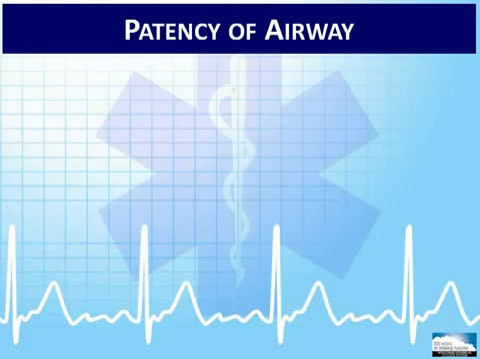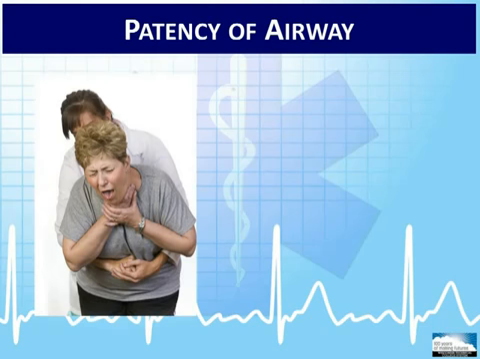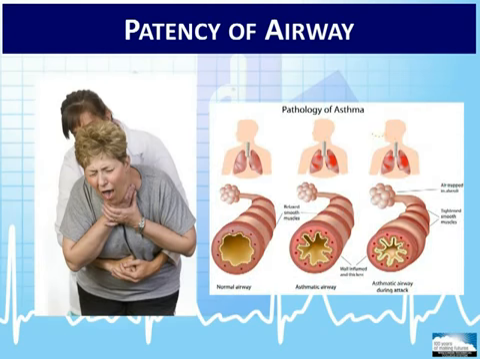A patent airway is an established affirmative airway. It is an airway that works, an airway that allows us to move air into and out of our lungs. If the airway is blocked or restricted, it becomes difficult or impossible to exchange the air in our lungs with the ambient air in the atmosphere. A person choking or suffering from asthma would be an example of an airway problem.